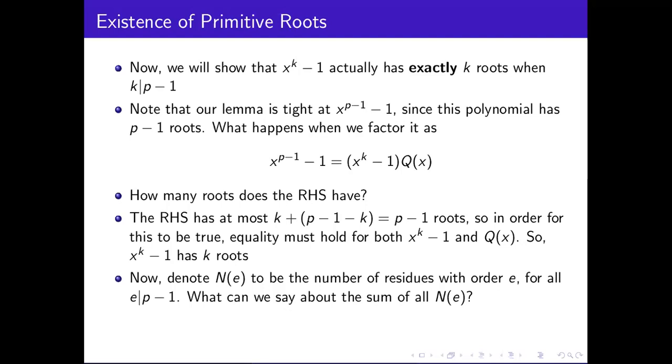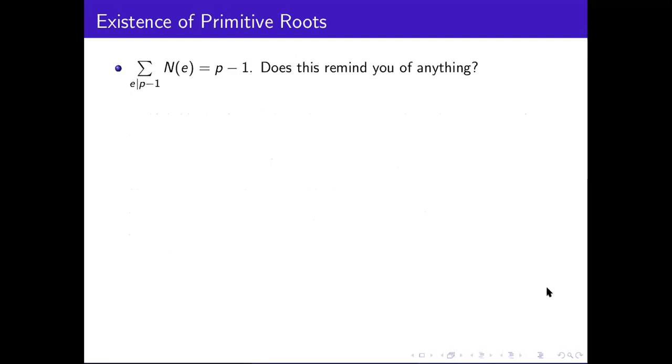So remember that we're summing over all possible orders, and every single number has an order. So the sum over all e of n(e) should just be p minus 1, since we're counting every single number once, right? Like if a is between 1 and p minus 1, and a has order k, then a is counted in n(k). And since every single a has its associated order, when we sum over all e of n(e), we're just going to count every single number between 1 and p minus 1 exactly once.